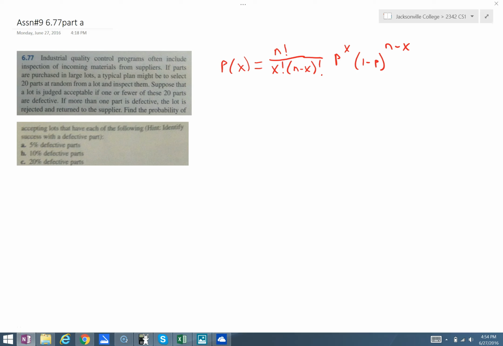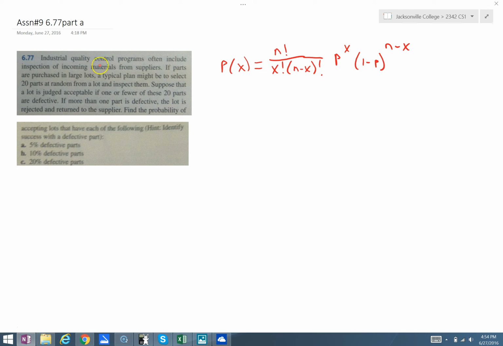This video will help you with problem number 6.77. I begin by introducing our binomial formula. This will help us find the probability that some binomial distribution has x number of successes out of an n number of possible trials. If you haven't viewed the first video from assignment number 9, it'll explain how to use this formula.